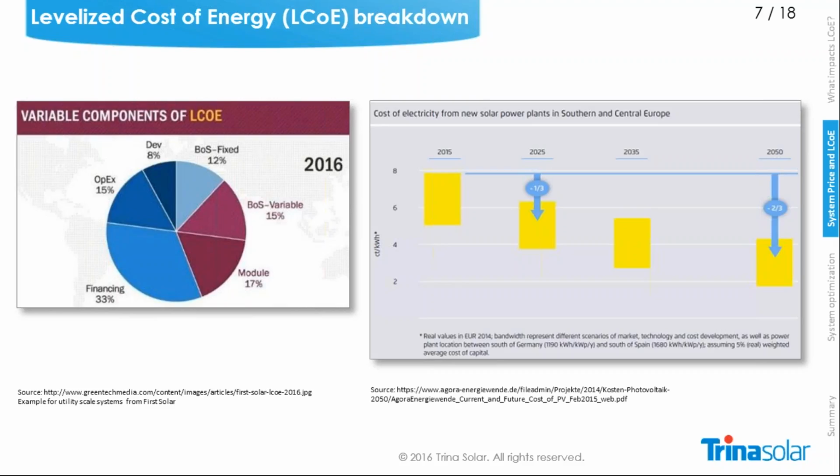Even with the lower irradiation we have here compared to the MENA region, as you may know, in the MENA region some of the tenders already showed that they are going in the direction of 2.5, 3 cents.